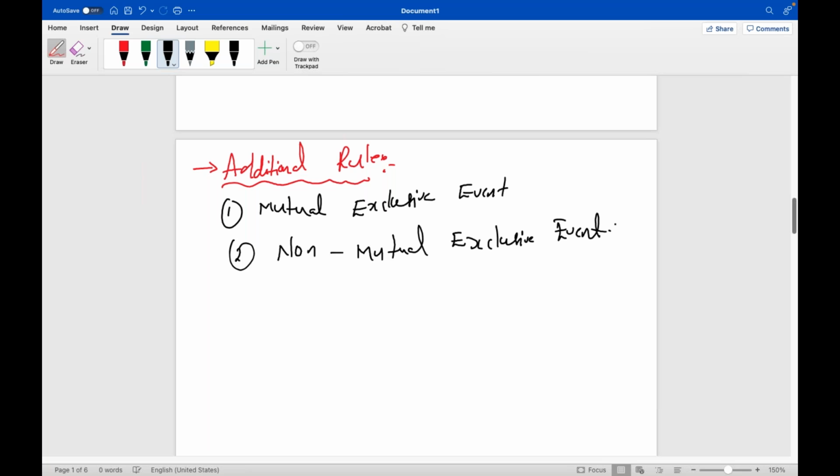Tell me what exactly a mutually exclusive event is. Tell me, guys. A mutually exclusive event means, okay, there are two events.